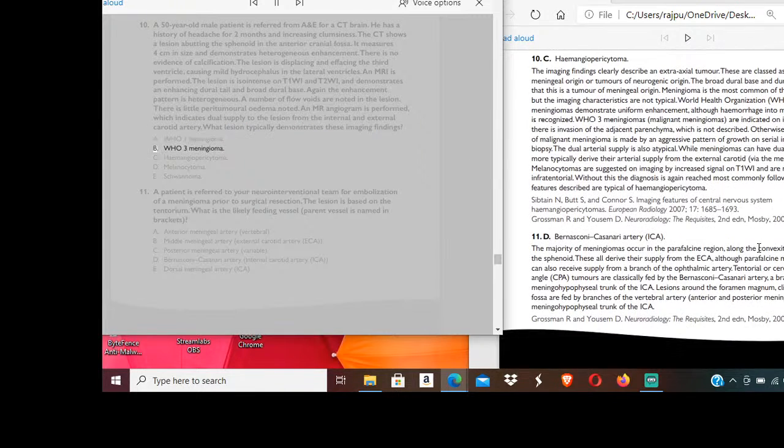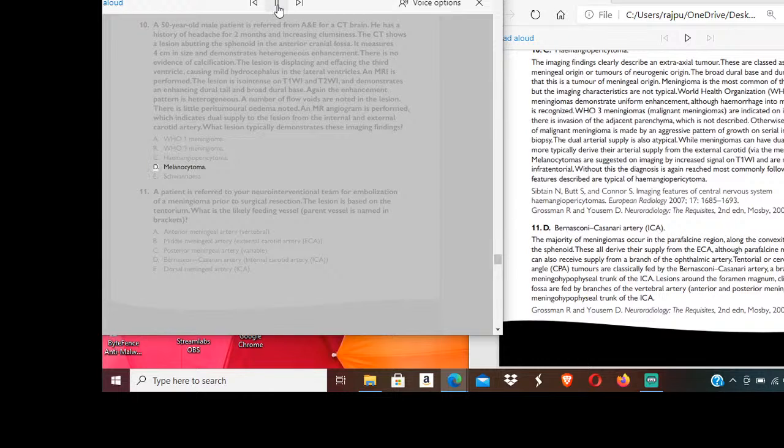A. HU1 meningioma. B. HU3 meningioma. C. Hemangiopericytoma. D. Melanocytoma.